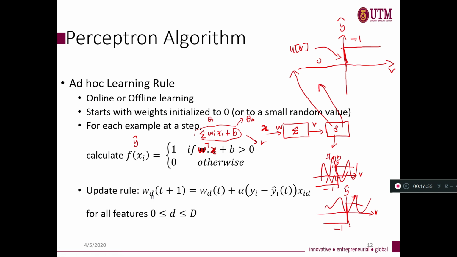If you have two variables x1 and x2, you will have theta 0, theta 1, and theta 2. So theta 0 is the bias, theta 1 is W1, and theta 2 is W2. That is the similar thing. And then you keep updating this. Okay, that is the perceptron algorithm.